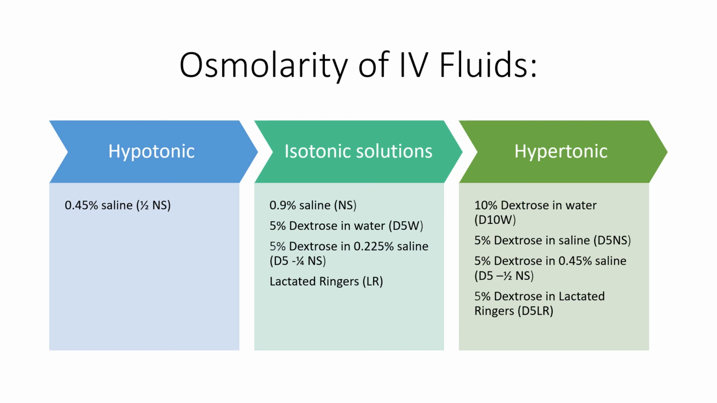So the opposite is with the hypertonic solution. So in concentration, these fluids are high concentrations of something. So D10W, 10% dextrose in water, is more concentrated than D5W. So D5W is considered a normal solution. D10 is in a higher concentration, so it is hypertonic. Then you have D5 normal saline, D5 half normal saline, and D5LR.